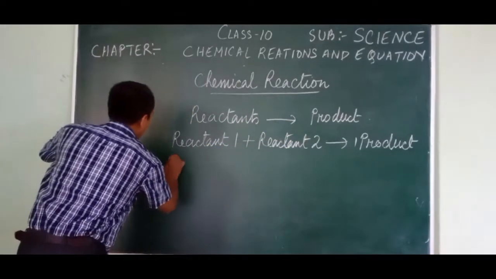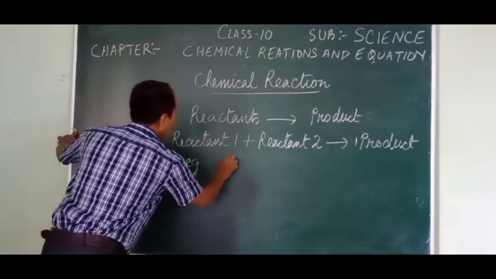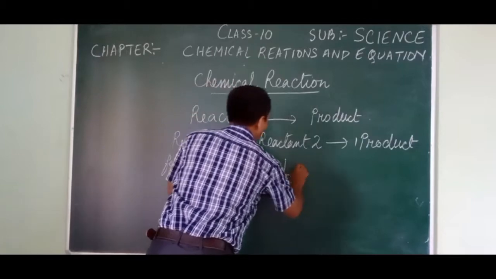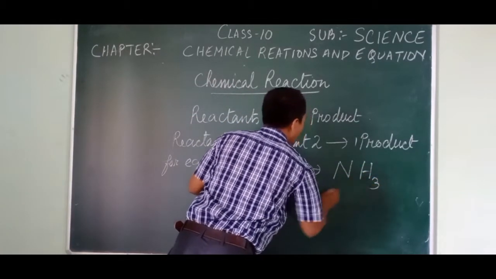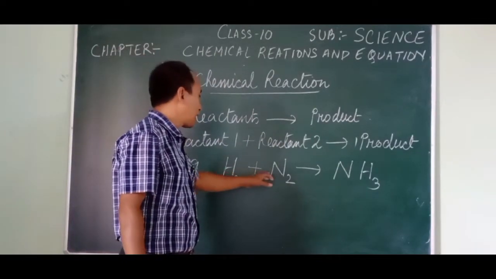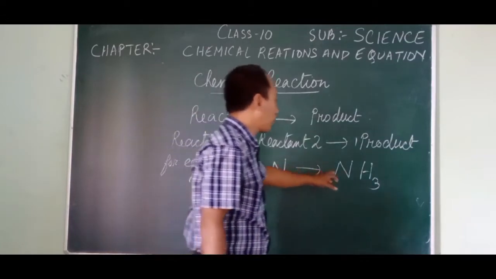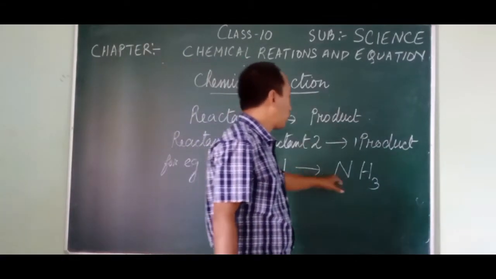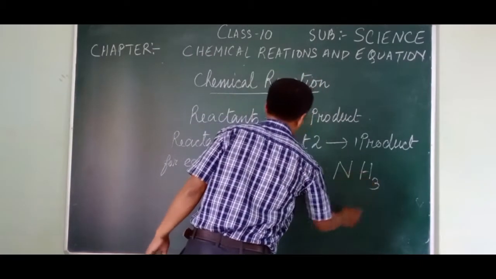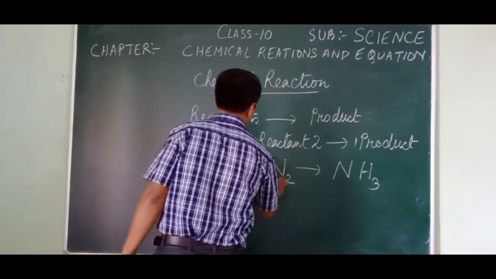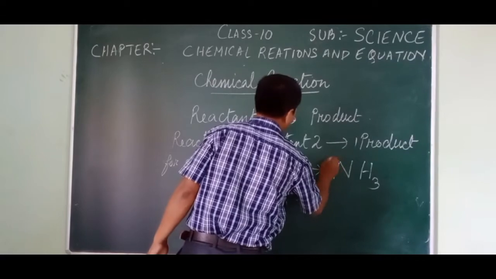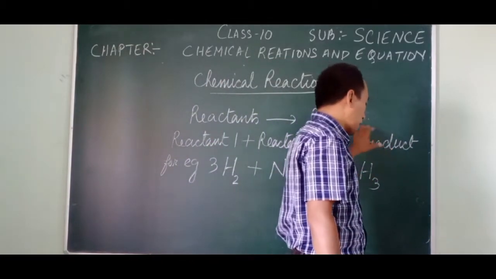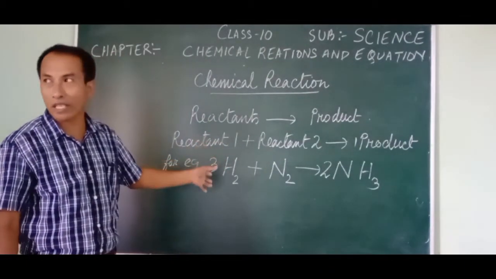For example, let me tell you here. Hydrogen reacts with nitrogen to form one product called ammonia. So nitrogen and hydrogen react to form ammonia. So reactant number 1 is the hydrogen, reactant number 2 is the nitrogen, to form one product, that is ammonia. So here 3 hydrogens are here, so I will multiply here with 3. Here 2 nitrogens are here, here 1 nitrogen, so I will multiply here by 2. 2 nitrogen, 6 hydrogen, here 6 hydrogen, so the equation is balanced. So this is a chemical reaction, a very simple chemical reaction which we see.